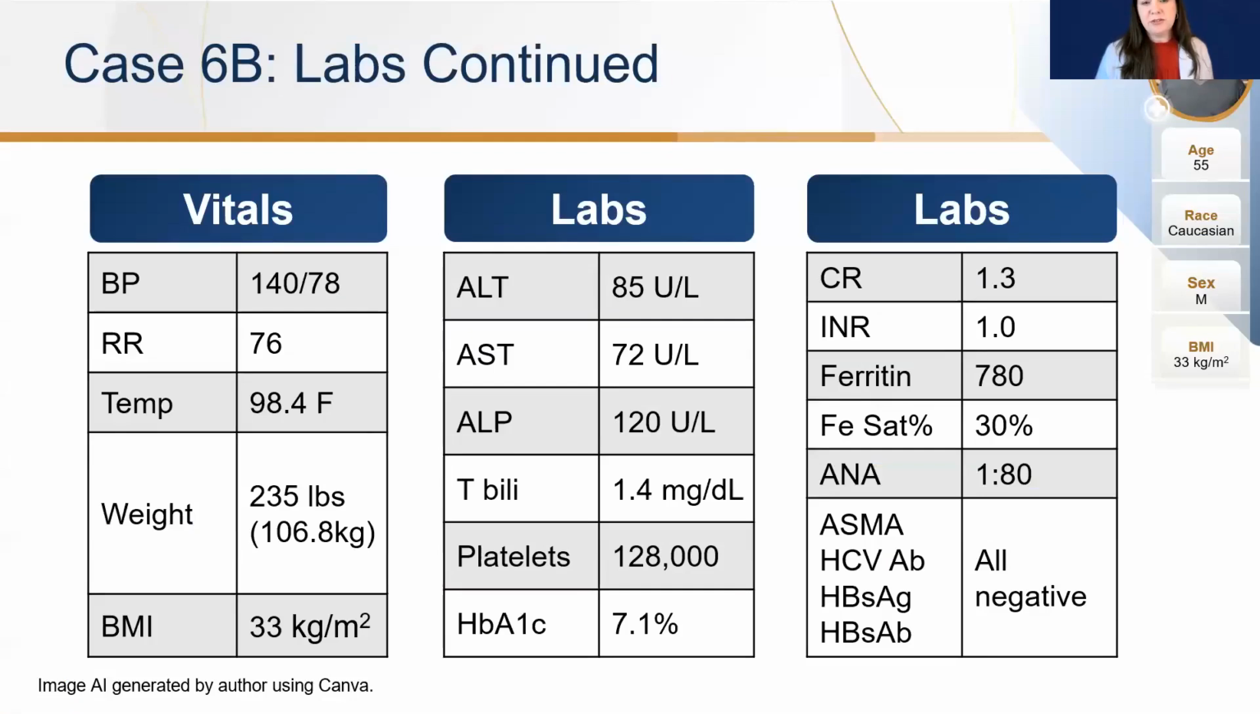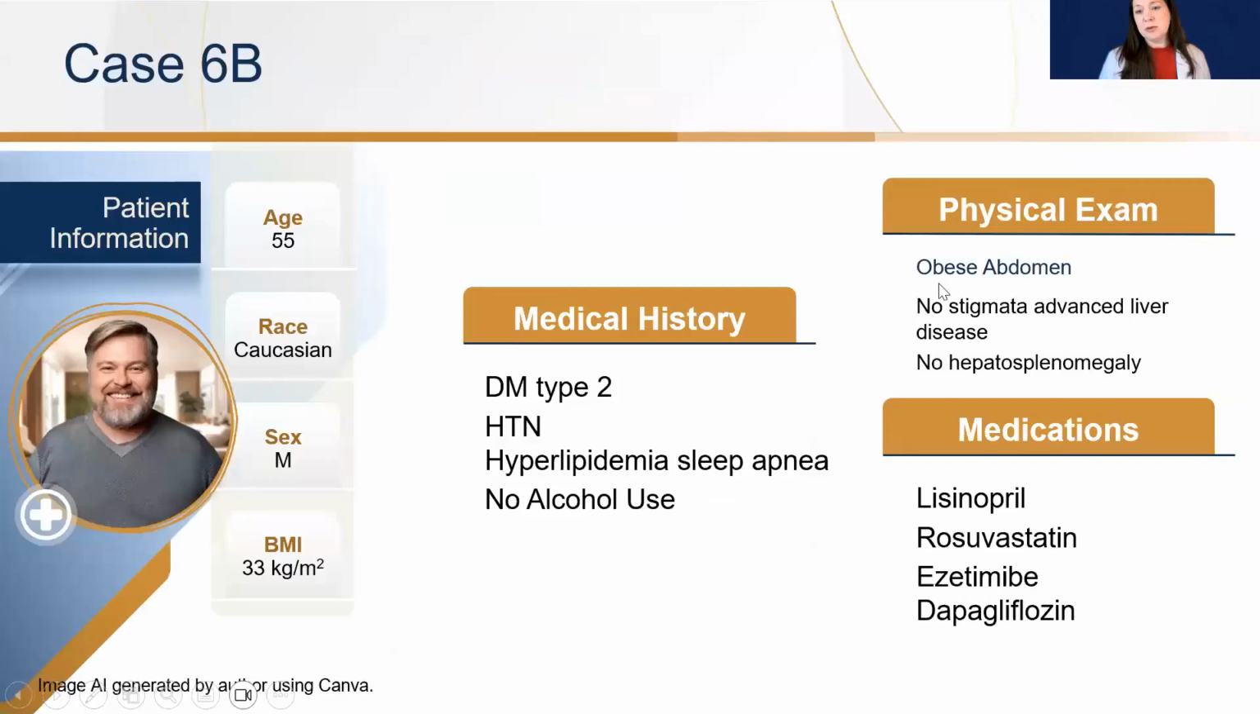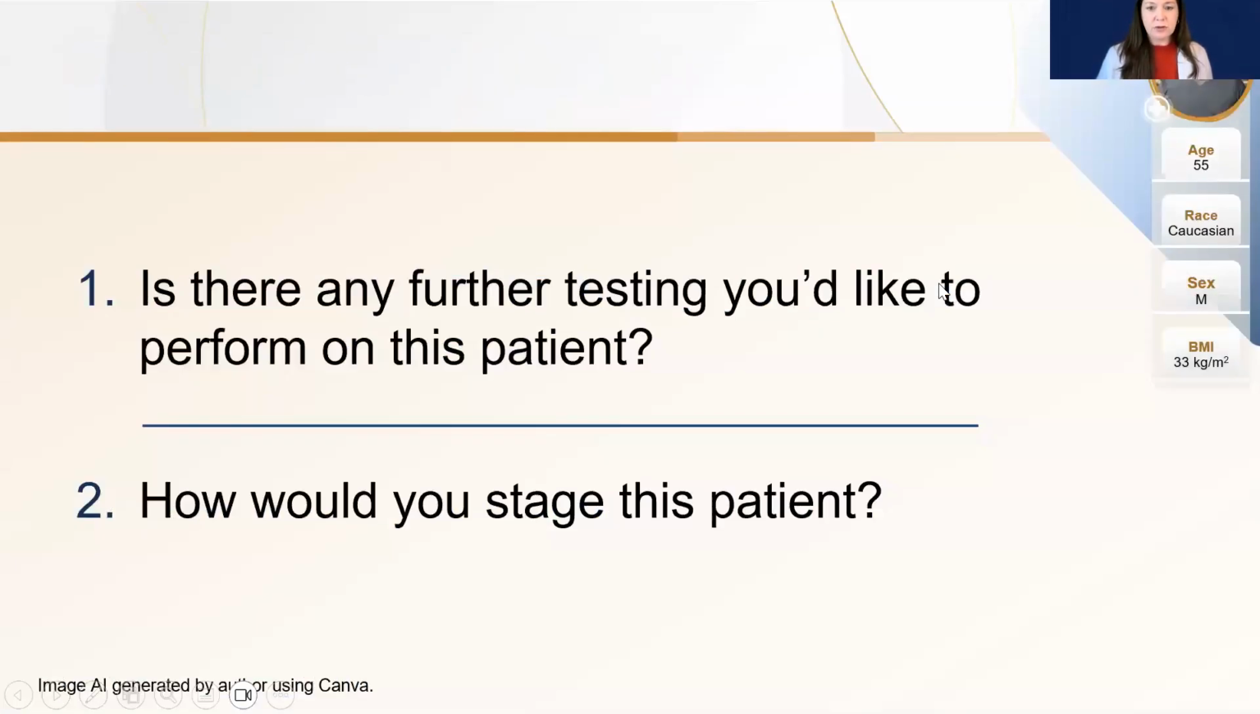But our labs are going to be a little bit different this time. So blood pressure is still elevated, resting heart rate is still normal, temp is normal, weight is the same. But when we take a look at this ALT and AST, still elevated similarly, and alk phos is still elevated, but total bilirubin is a little bit more elevated this time. Platelets are also now definitely not within normal limits anymore. They're lower. A1C is the same. We look at creatinine, that's also a little bit higher. So definitely some chronic kidney disease.